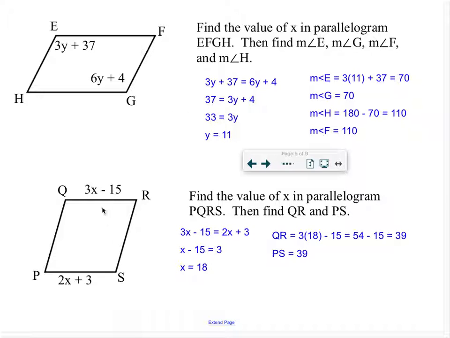In the bottom problem, I know opposite sides are equal. So I set them equal to each other. I solved for x. And then I plugged in x for 3x minus 15 into the expression and found that QR was 39, and PS is an opposite side, so it is also 39.